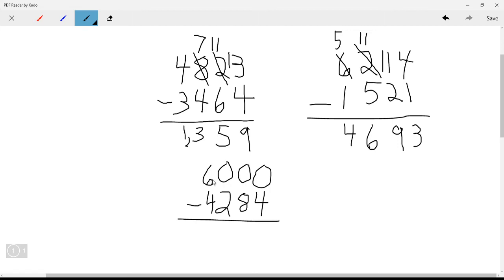We can't do 0 minus 4, and we can't borrow from this 0. So what I like to think about it is, I'm borrowing not from this 0, but from this 600, right? So this is 600 right here. So I'm borrowing from the 600, and then I'm basically just making it 599, and then this becomes 10, so 10 minus 4 equals 6, 9 minus 1 is 1, 9 minus 2 is 7, 5 minus 4 is 1. So it actually doesn't even matter.